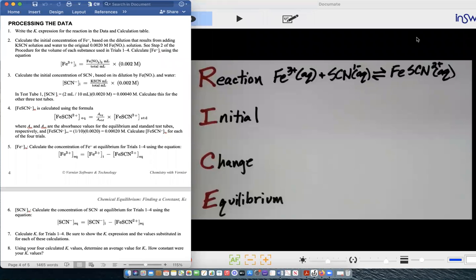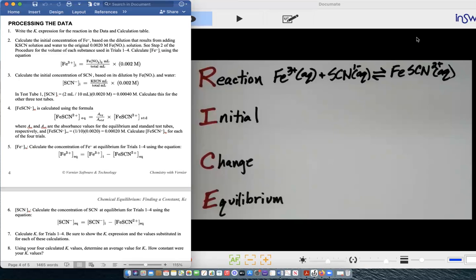So when you look at the processing data section of this lab, you'll see that in order to find the initial concentrations of both the iron 3 and the FeSCN minus, you have to take the number of milliliters that you used of each one of those solutions and divide it by the total milliliters of the mixture. So in all of the test tubes, the total volume that you used was 10 milliliters. For the iron, it was 5 milliliters in all 4 of the first test tubes. So 5 out of 10 times the initial concentration, they were 0.002 molar solutions, would give you that value.